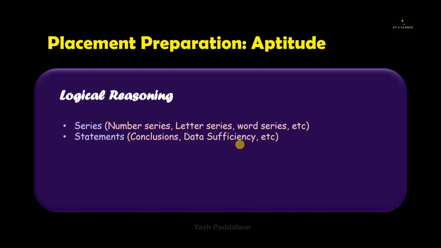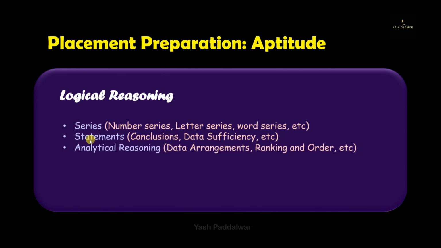Now the next topic that comes under logical reasoning is analytical reasoning. It includes topics like data arrangements, ranking and order. You will be asked to arrange data in a particular manner, or you will be asked, based on the arrangement given, what will be the ranking as well as order of a particular candidate or an entity. So this is how the questions will be framed and asked.